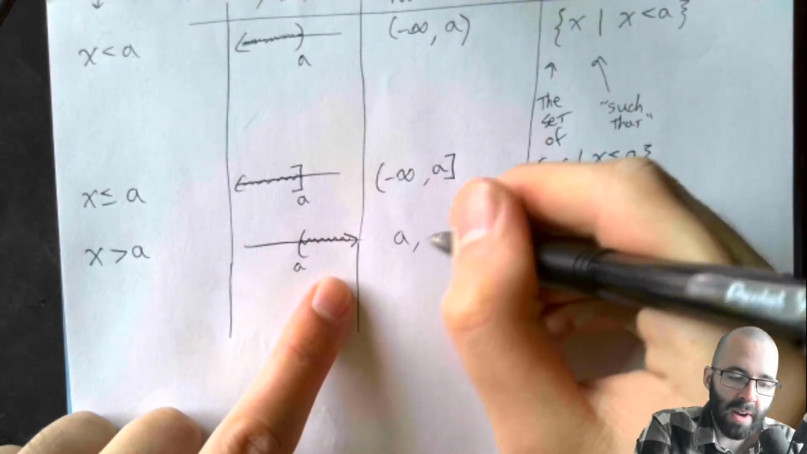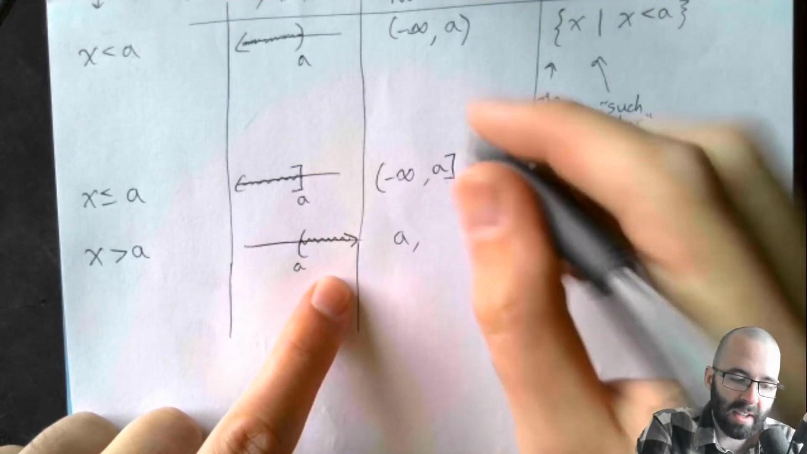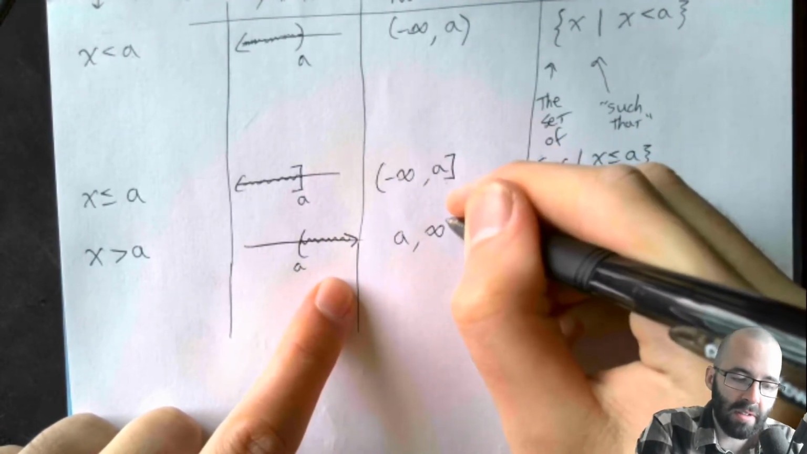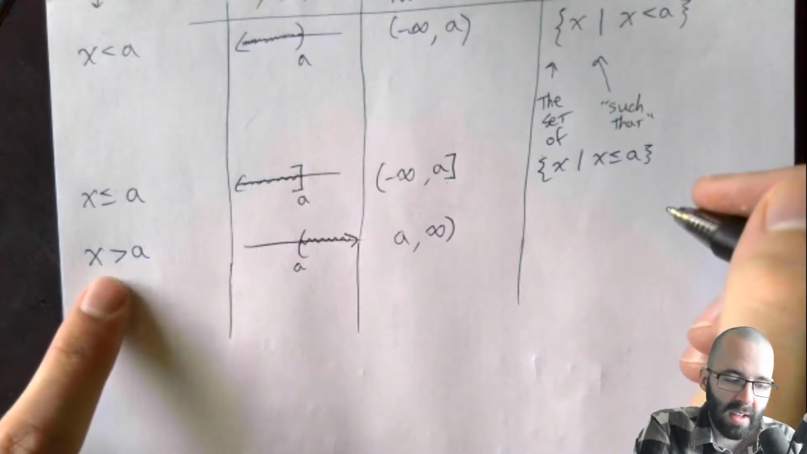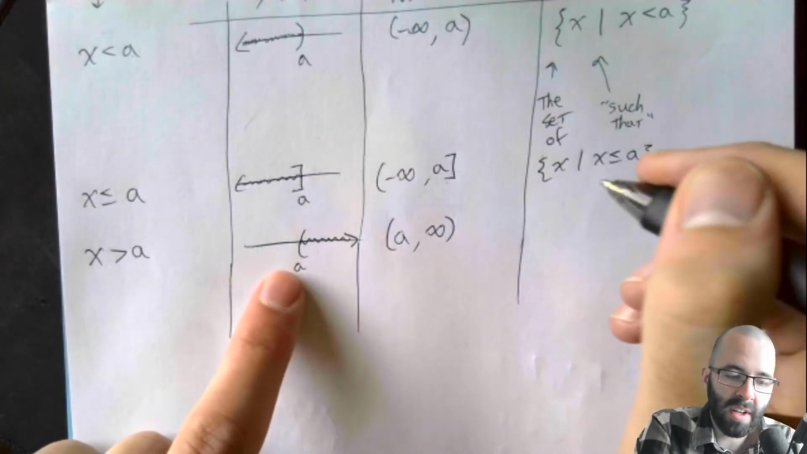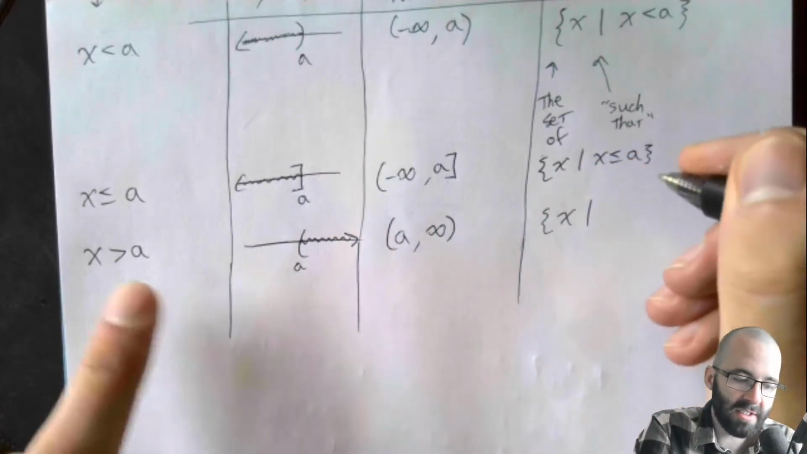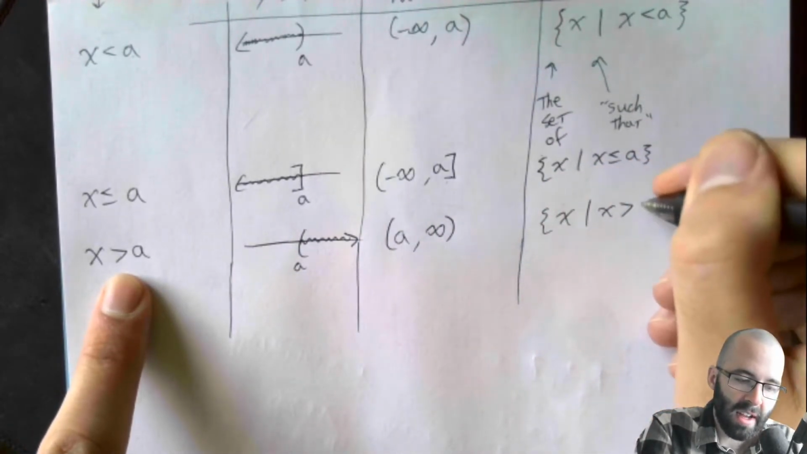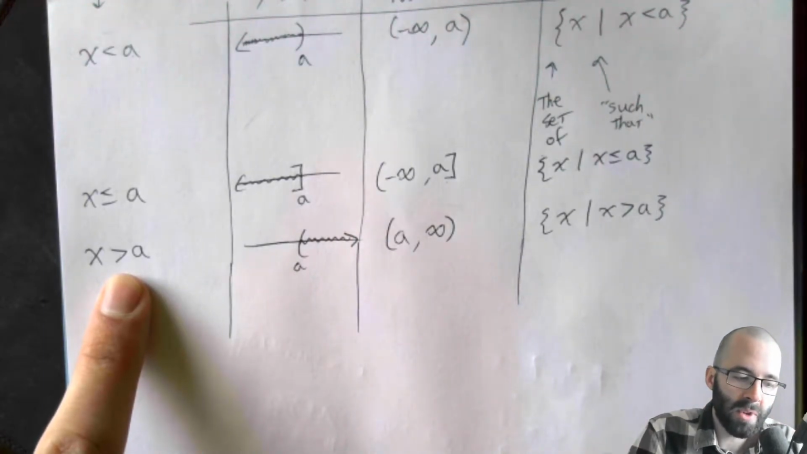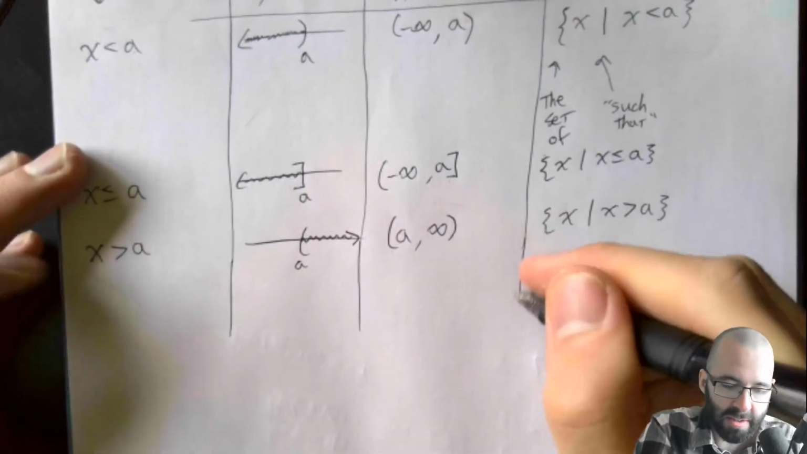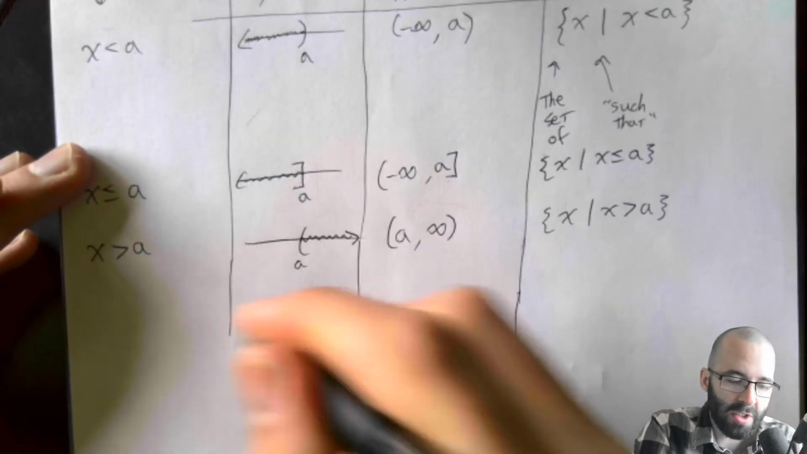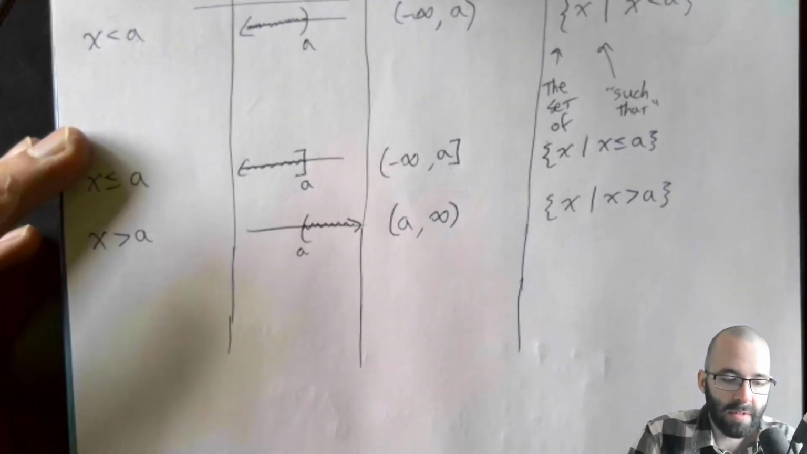The biggest thing is on the right. The biggest thing it can get, well, this can get as big as we want, infinity. Infinity always has a parenthesis. And since the a is not included, it also gets a parenthesis. And then again, the set of all x such that, copy paste, x is greater than a. Okay, we could do a bunch of permutations on this, but let's go into two of these stranger cases, okay?